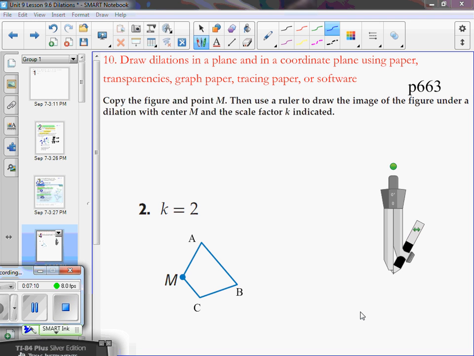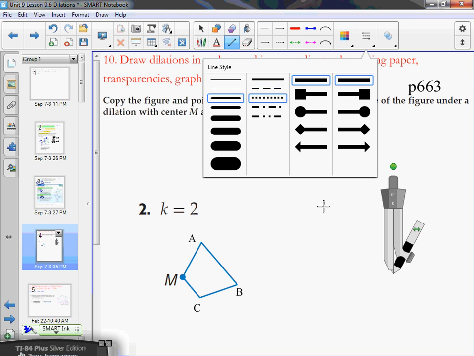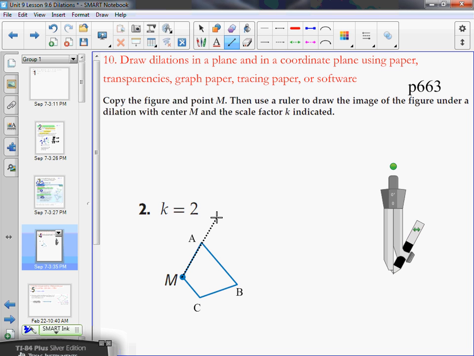They tell us that point M is the center of dilation. Here's what we do. Take your straight edge, and we're going to make a dotted line from the center of dilation through point A, and keep going. A prime will be somewhere on this dotted line.